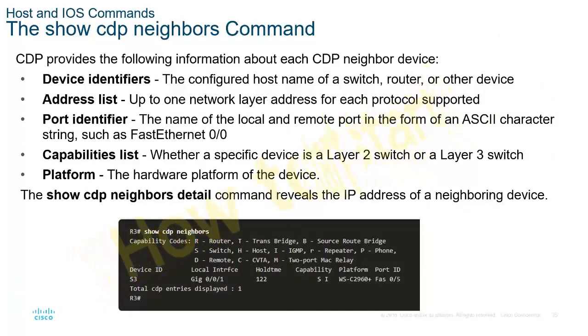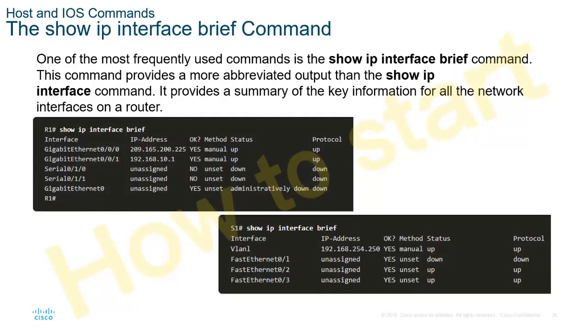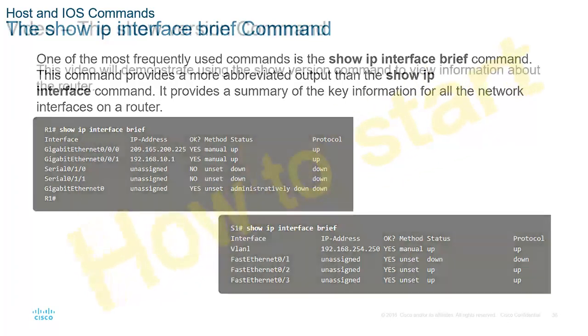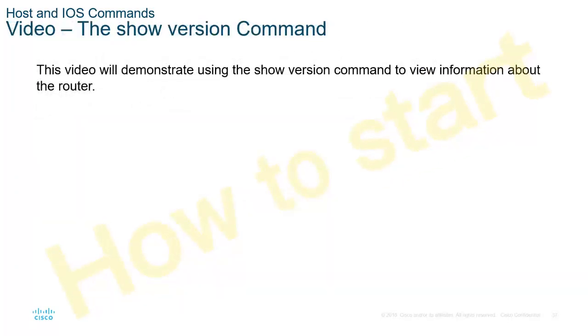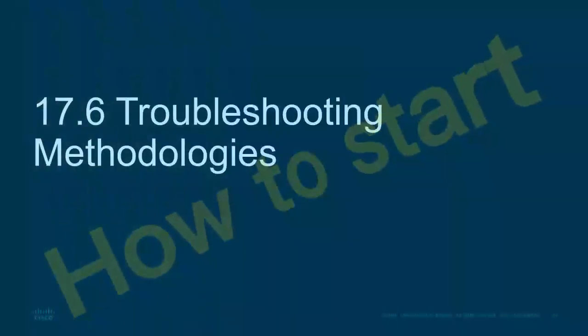We also have a few additional commands like show cdp neighbor. This will show us our other Cisco neighbors. Here's an example of show ip interface brief. Again, you're going to see that it's a brief screen, it's not detailed. We have videos on the show commands. We have labs talking about interpreting the output of show commands.